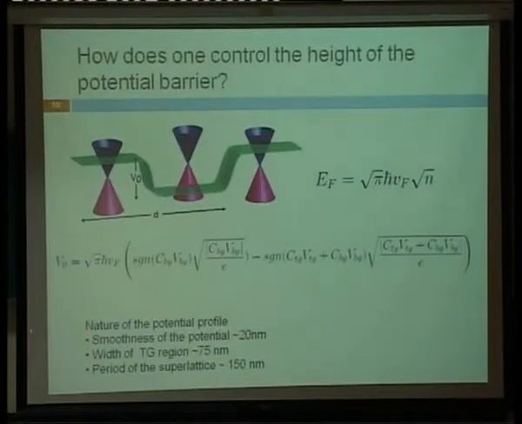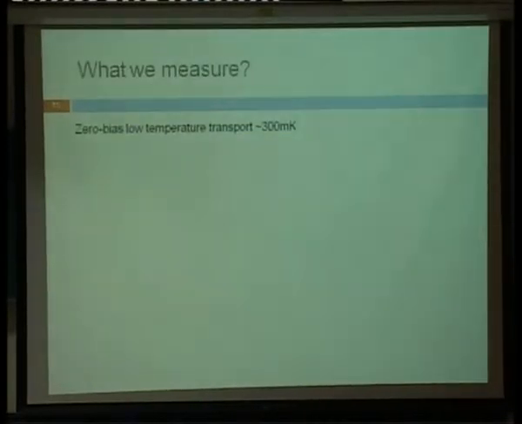So now let me tell you a little bit about the smoothness of the potential. We have done reasonably detailed FEM calculations recently, where the smoothness of the potential is about 20 nanometers, so it's not really abrupt. The width of the top gate region, because of the smoothing of the electric field, when graphene sees this potential, is roughly about 75 nanometers or 70 nanometers. So you have regions of 75 nanometers and 75 nanometers alternating with respect to each other, and the total period is about 150 nanometers.